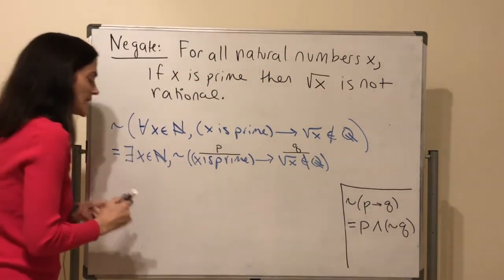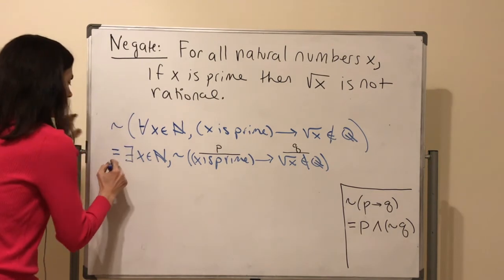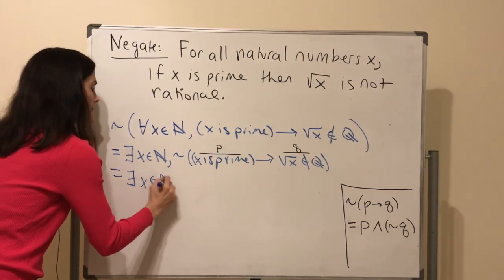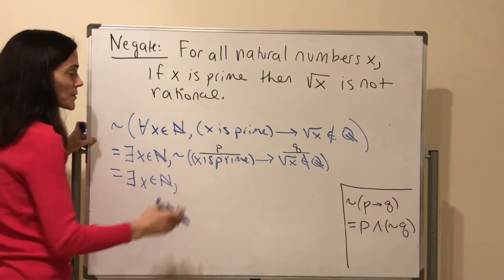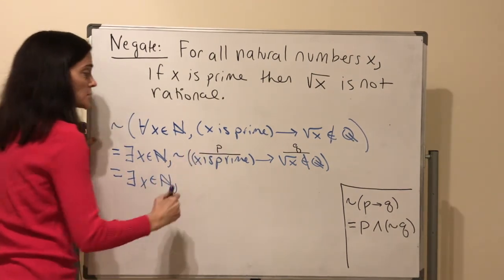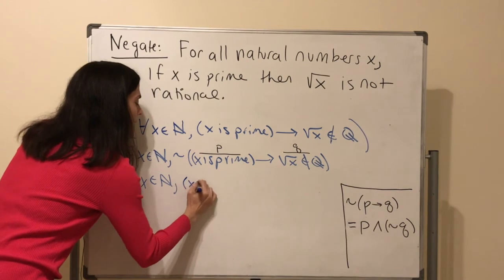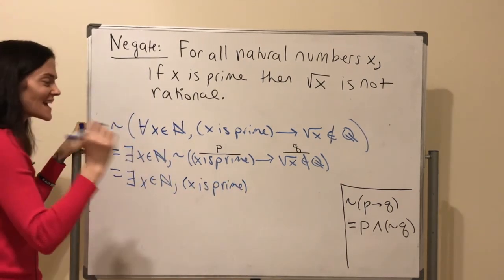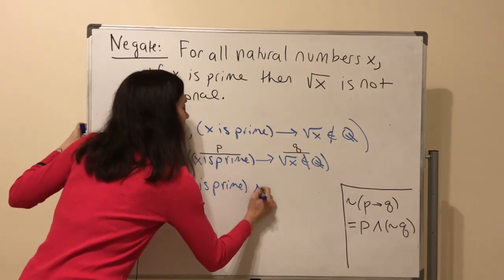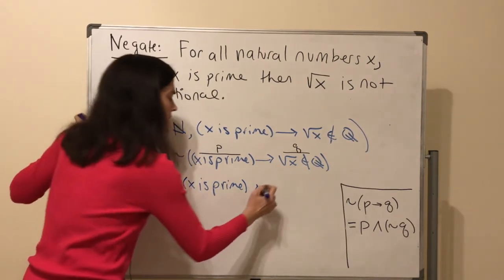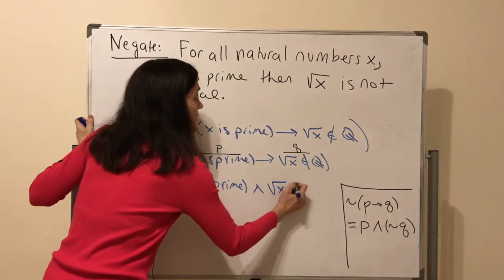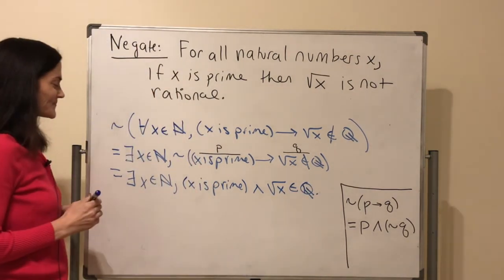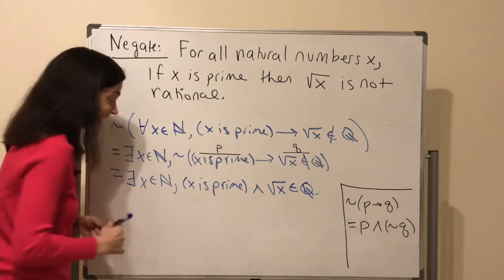Well, here we go. This would say there exists x in natural numbers. Now I negate this, so I need such that x is prime, and I'll do it in symbols first. The square root of x is in Q. So this is the negation.